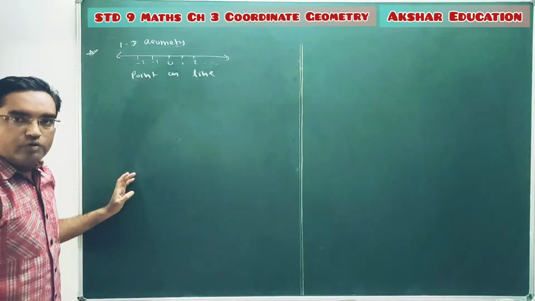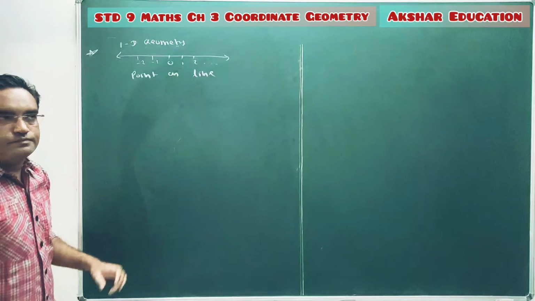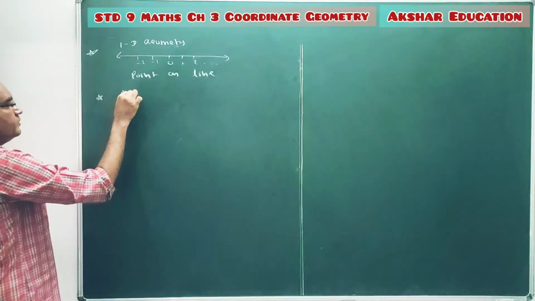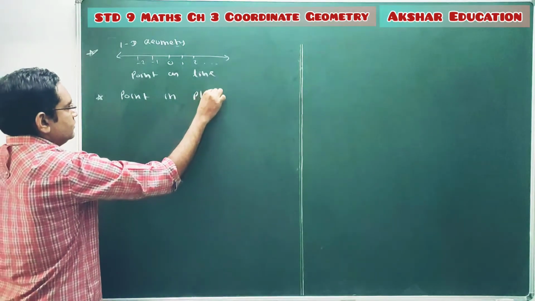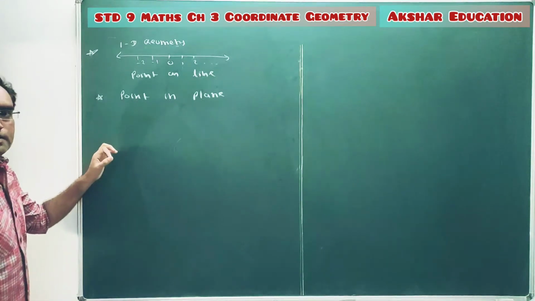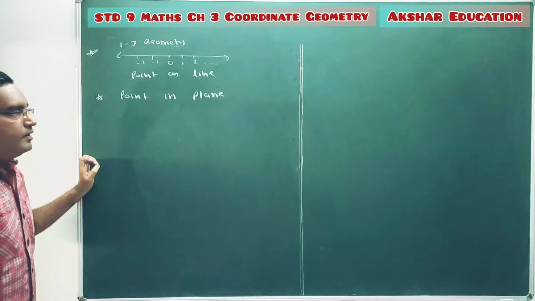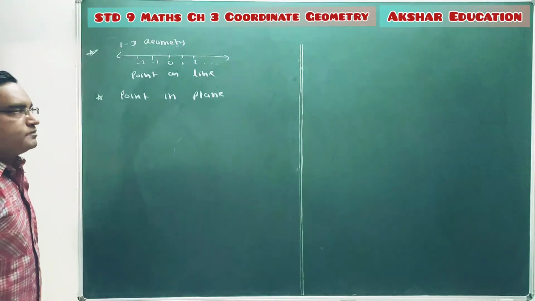Now, in this video, we have to discuss how we can represent a point in a plane. What we will discuss? Representation of any point in a plane. So, representation of any point in a plane is nothing but the concept of two-dimensional geometry. Clear? It's the concept of two-dimensional geometry that we have to discuss.